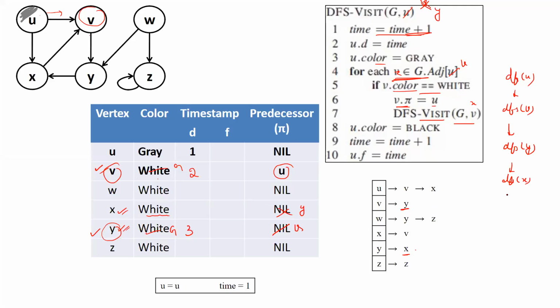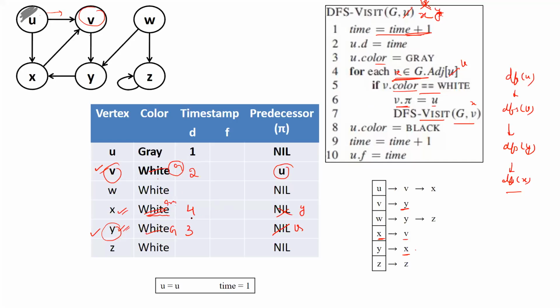Now when you are calling DFS of X, the timer will be incremented. This is the DFS visit of X. Time will be incremented, it will become 4, and the color of X will become gray. And for each vertex adjacent to X, the adjacent vertex is V. V has already become gray, so nothing is left adjacent to this.